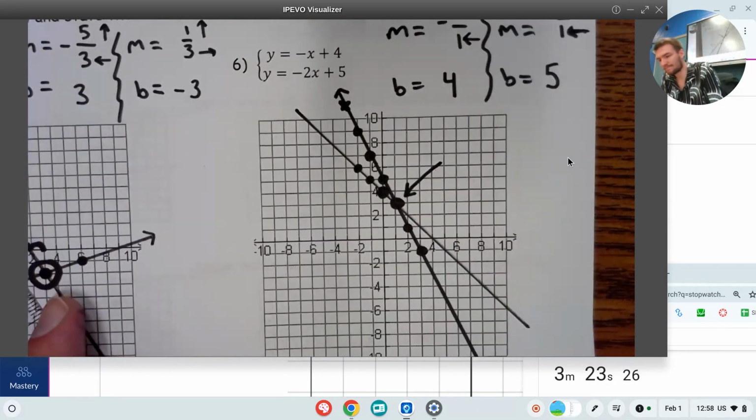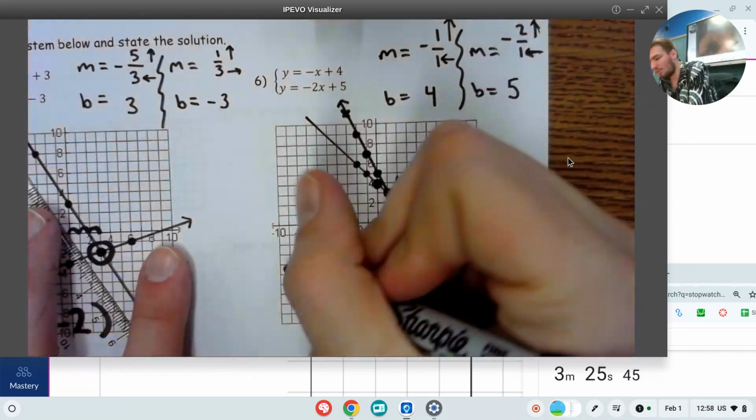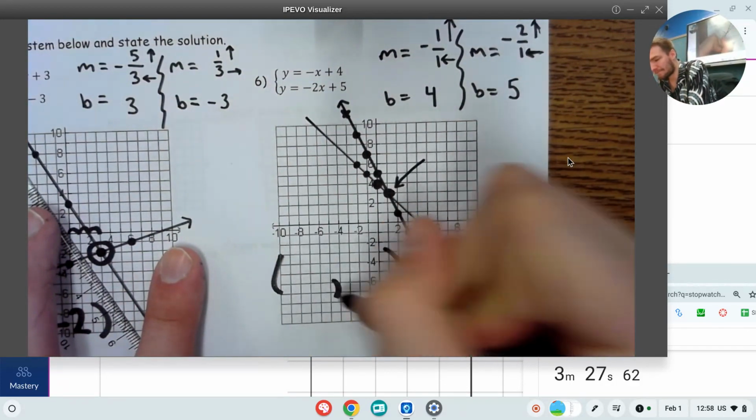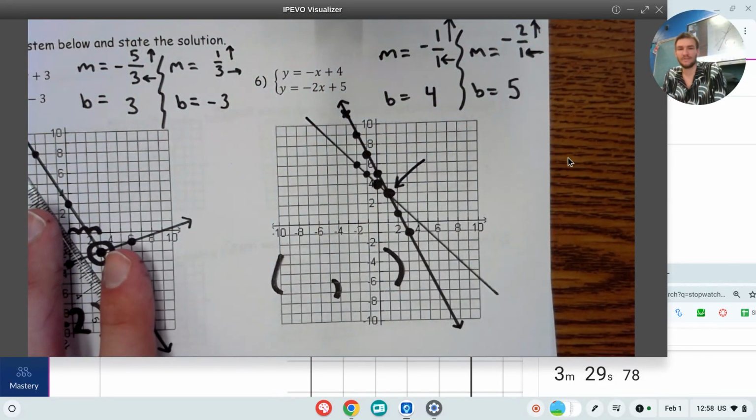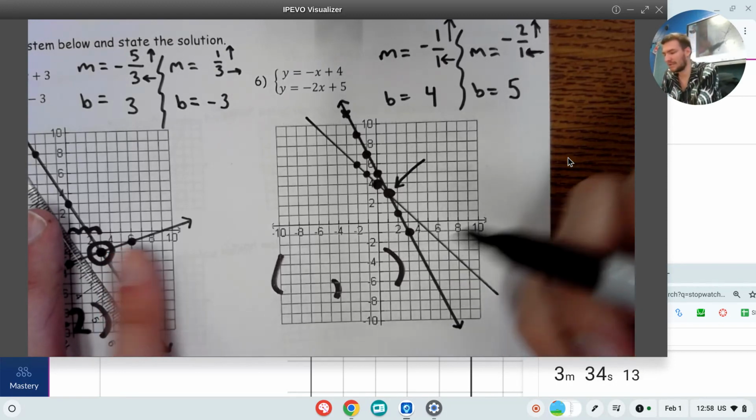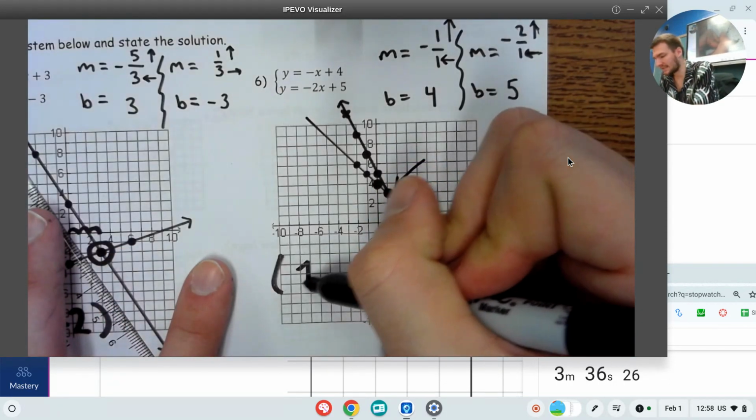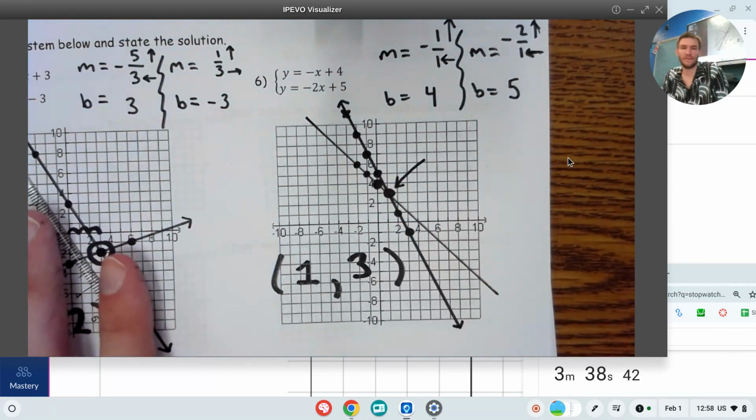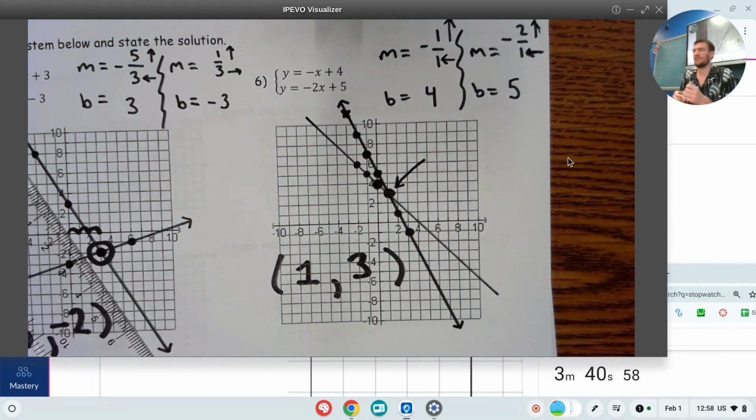And so, zoom out a little bit. What do we think about the coordinate of the intersection, the solution to the system? Anybody know what this one is? Nice job. That's excellent. 1, 3 is the correct solution. You got to go over 1. You got to go up 3.